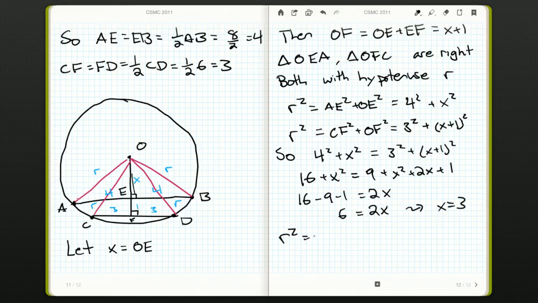We want the radius. Well, the radius squared is 4 squared plus x squared. 4 squared plus 3 squared. So that's going to be 5 squared. This is a common Pythagorean triple. If you want to, you can work it out by calculator or by hand. 16 plus 9, 25. 25 is 5 squared. So our earlier prediction was correct. r is indeed 5.